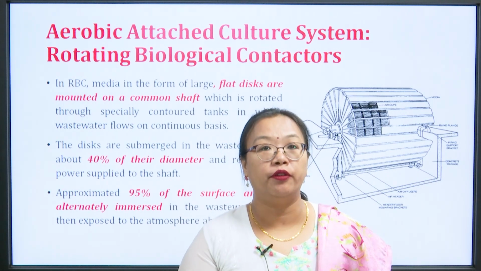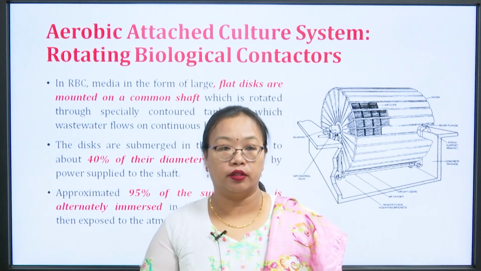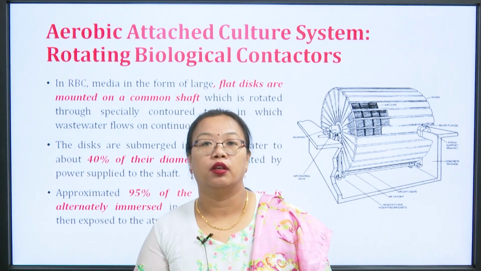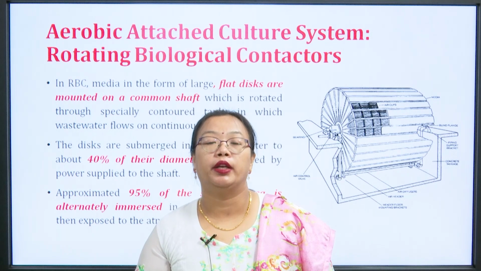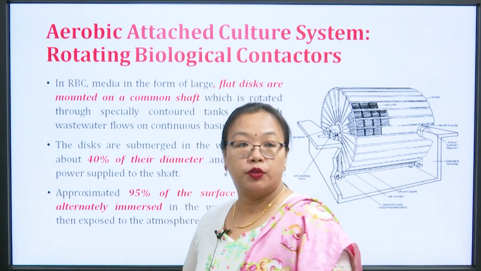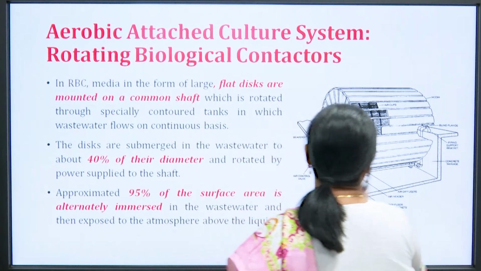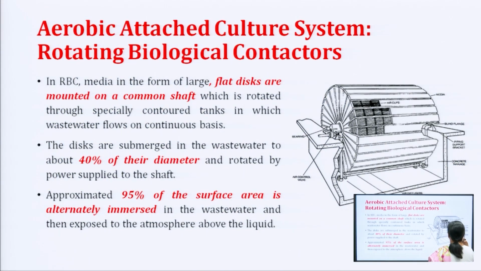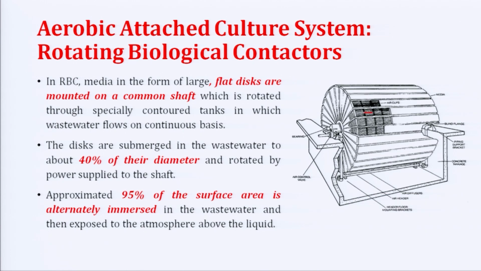Now let us come very fast to the next topic, which is called aerobic attached culture system, that is rotating biological contactors, right. So, RBCs. This is what an RBC looks like. What I was telling you about attached growth, these are the films, okay, and those bacteria are going to get attached to these films. Before it was filtering media, now you have a layer, okay.